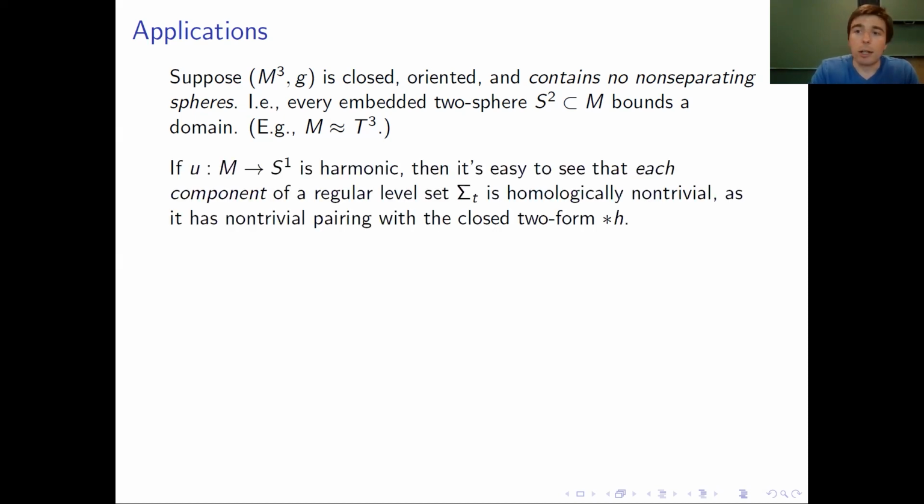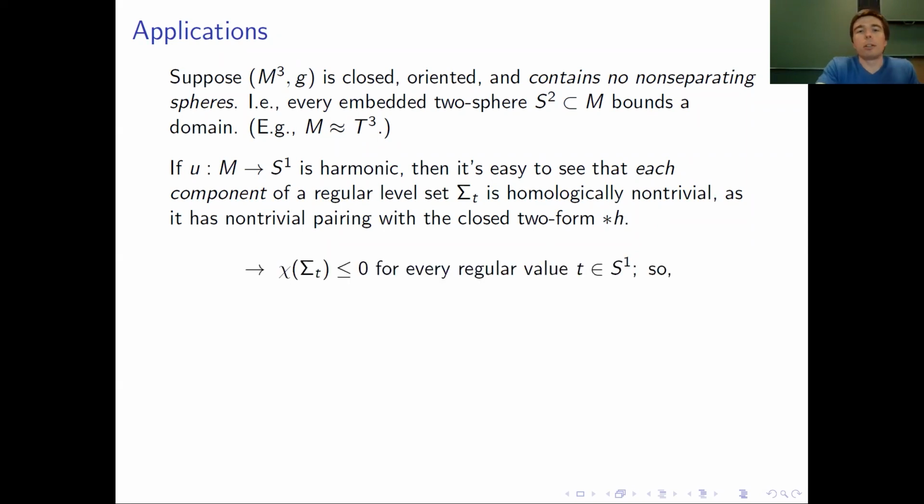Now let's take this harmonic S1-valued map, assuming we have some non-trivial cohomology class in degree 1. It's not hard to see that then each component of a regular level set has to be homologically non-trivial. For instance, you can see this by pairing with the Hodge dual of our R1 form H, our gradient form, because that has to be a positive integral. And since our form is harmonic, that has to be a closed 2-form.